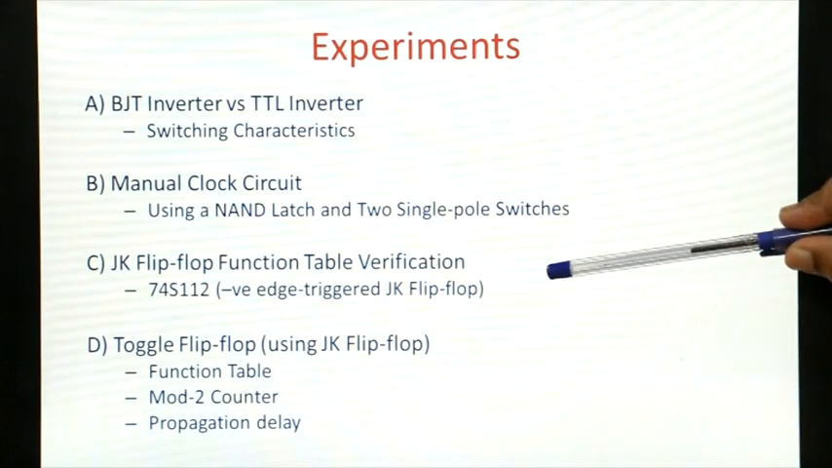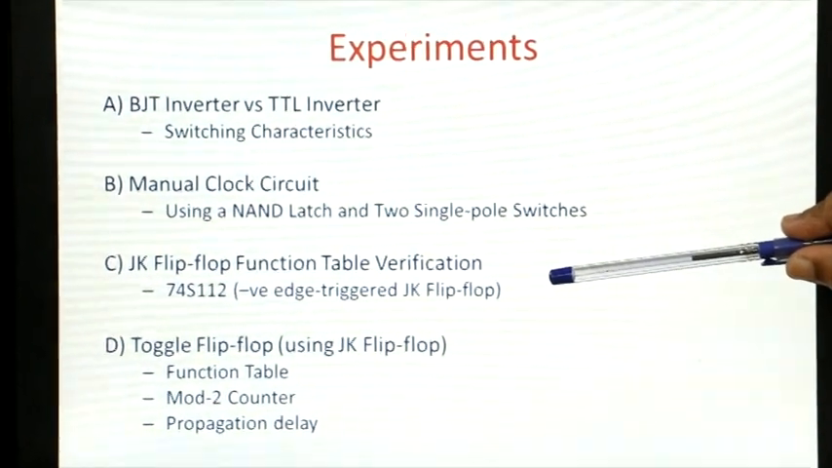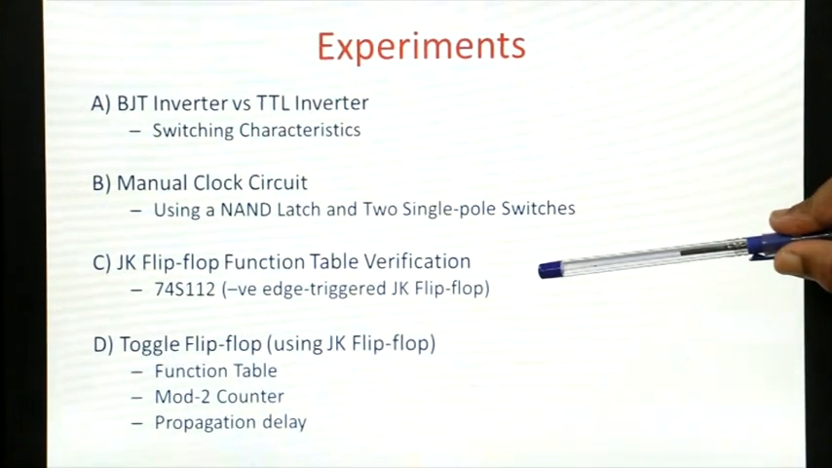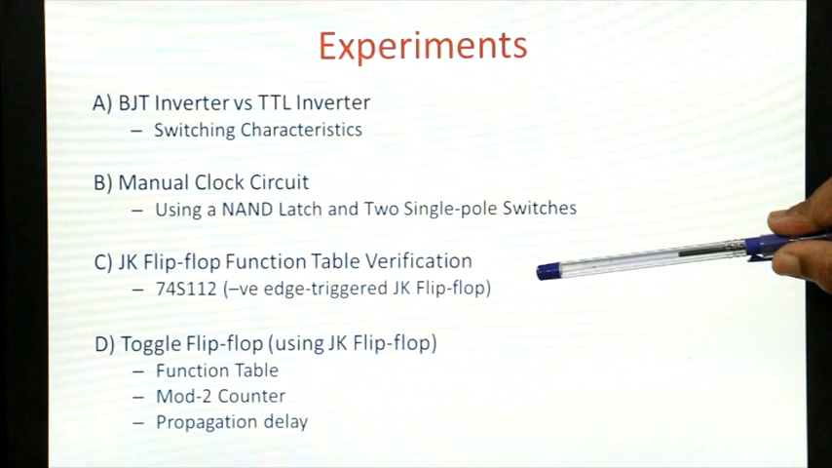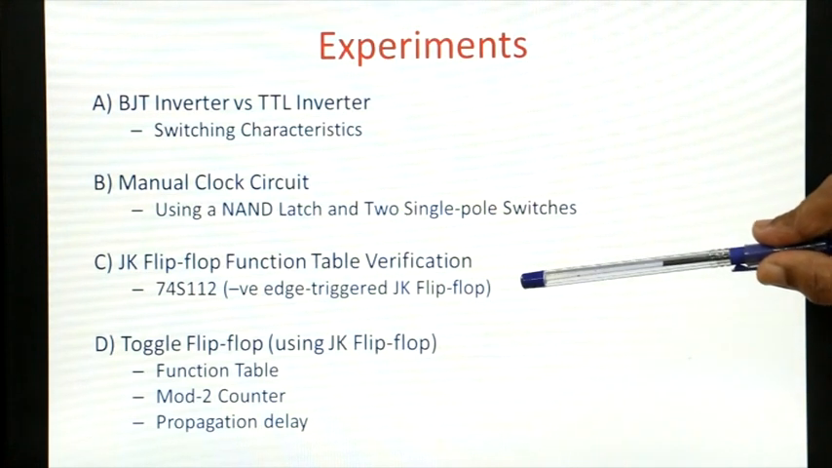Now the third part we would use a JK flip-flop, and we would verify the function table. This particular JK flip-flop is 74S112, which is a negative edge triggered JK flip-flop. It has both preset and clear. So that's why it's an interesting IC. And we would use the manual clock circuit to test this JK flip-flop.